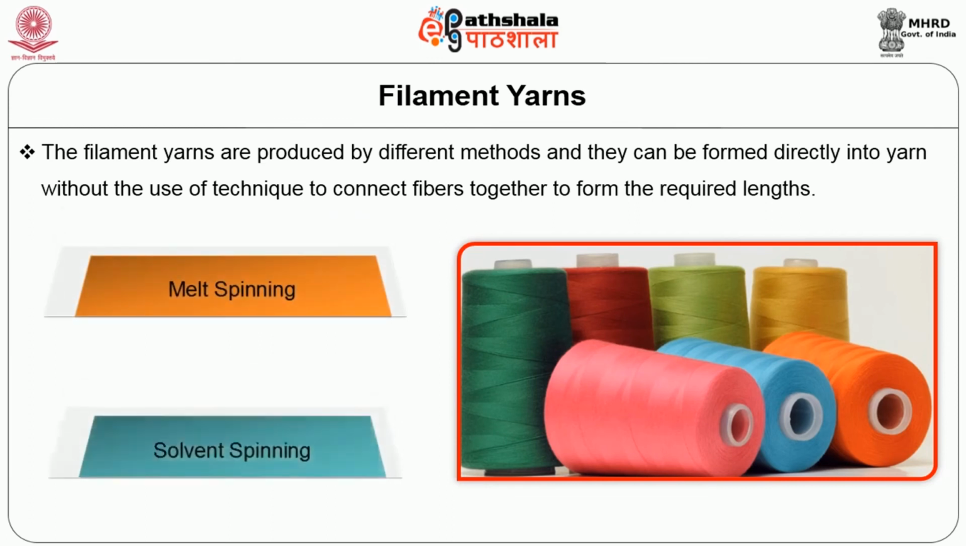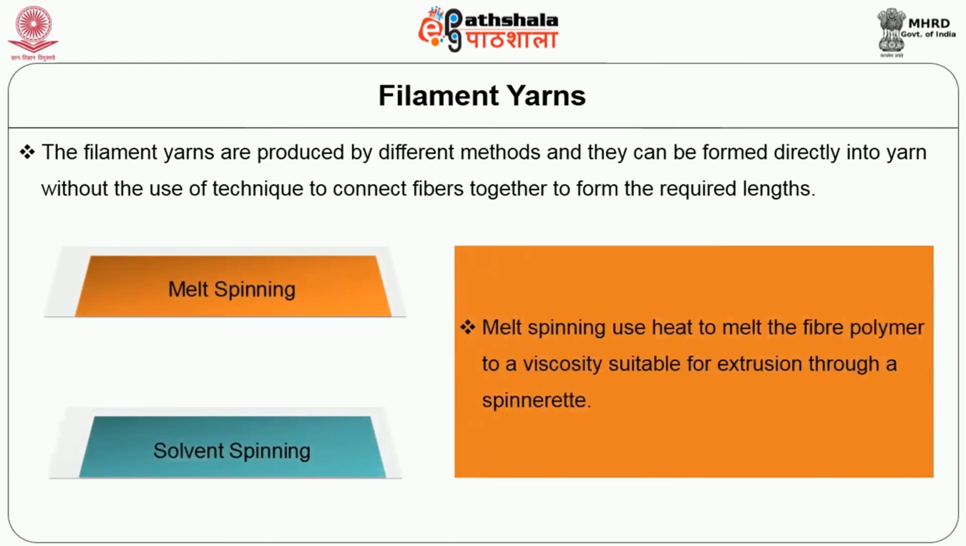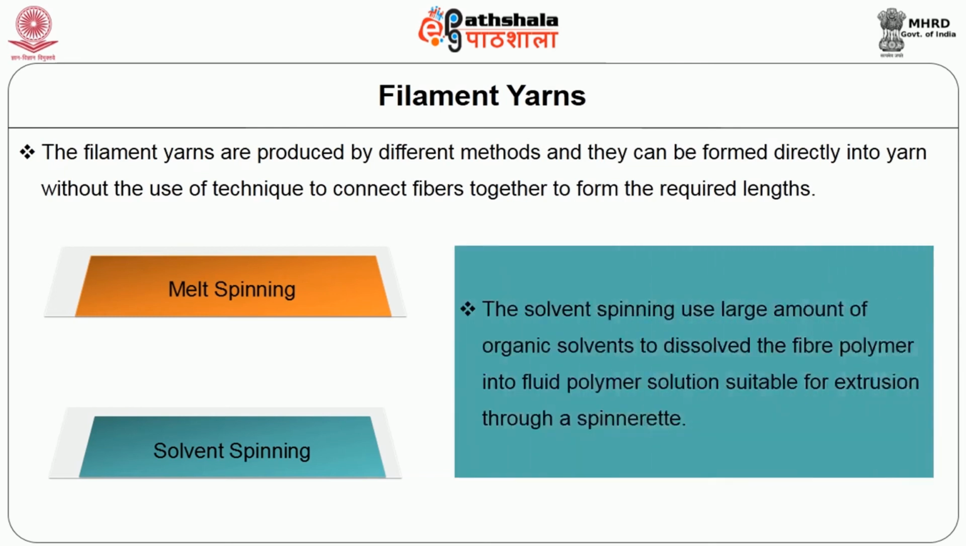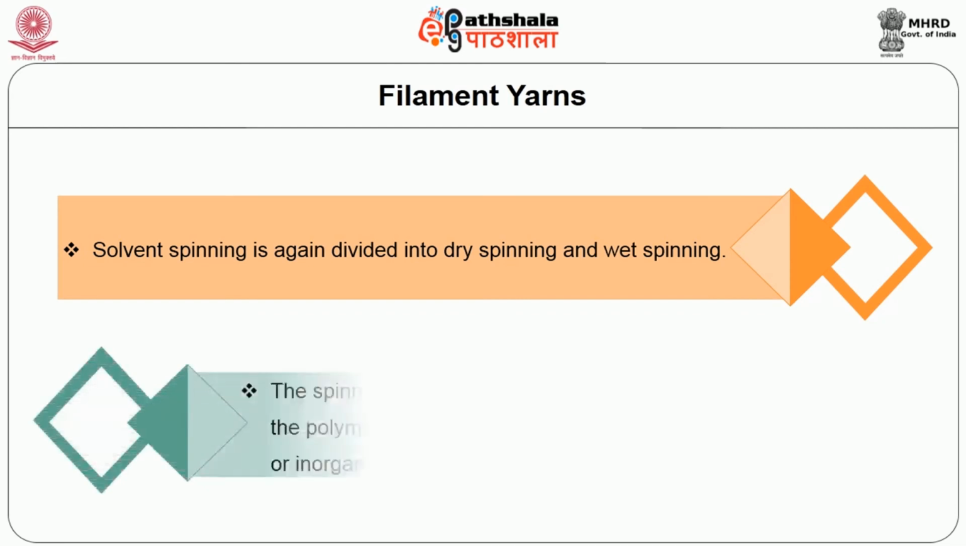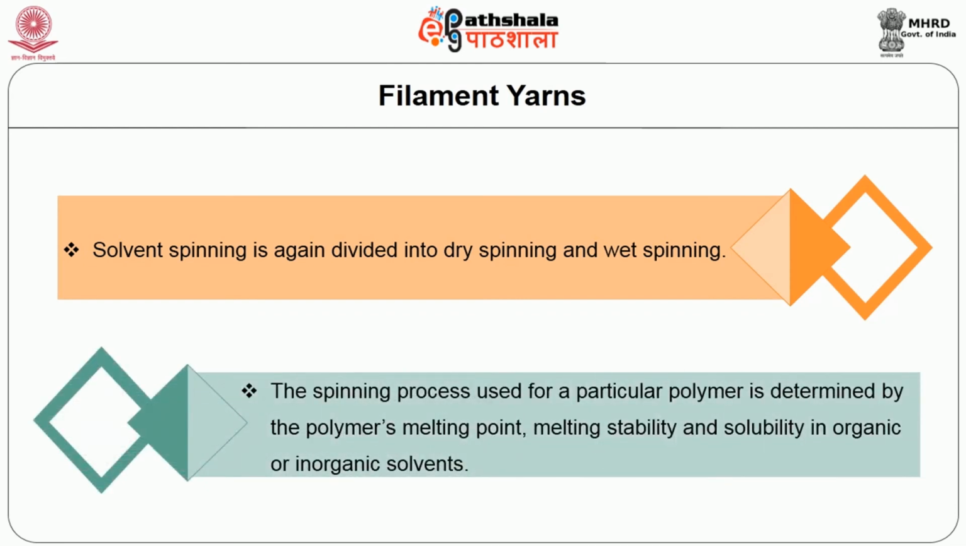Melt spinning uses heat to melt the fiber polymer to a viscosity suitable for extrusion through a spinneret. The solvent spinning uses a large amount of organic solvent to dissolve the fiber polymer into a fluid polymer suitable for extrusion through a spinneret. Solvent spinning is again divided into dry spinning and wet spinning. The spinning process used for a particular polymer is determined by the polymer's melting point, melting stability, and solubility in organic or inorganic solvents.